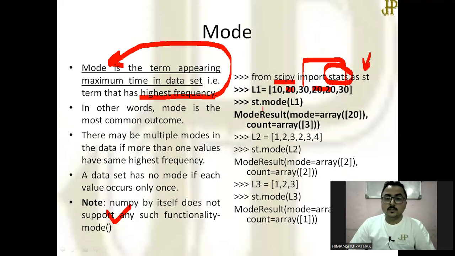Now, there is a function in that package that is known as mode. So, st.mode. It will print this type of output. Mode is equal to 20. And the count is equal to 3. So, the answer is matched. You have to be very careful. If you want to calculate the mode, then you have to import the SciPy package. And in that SciPy, you have to use the stats module. And in that stats module, there is a function known as mode.